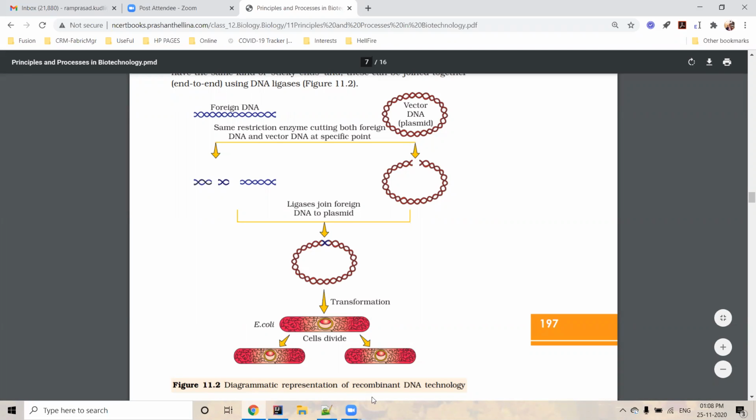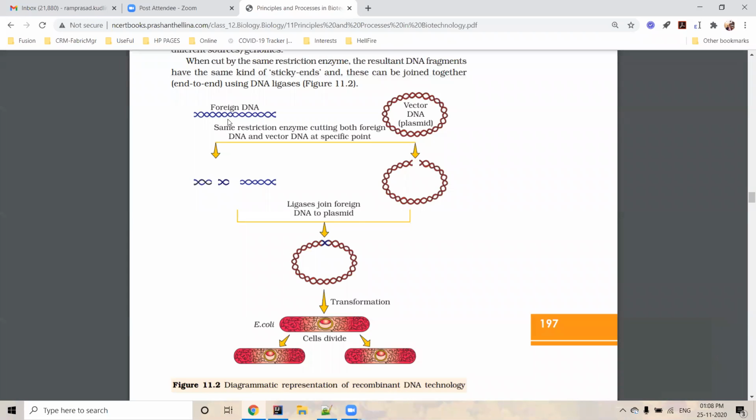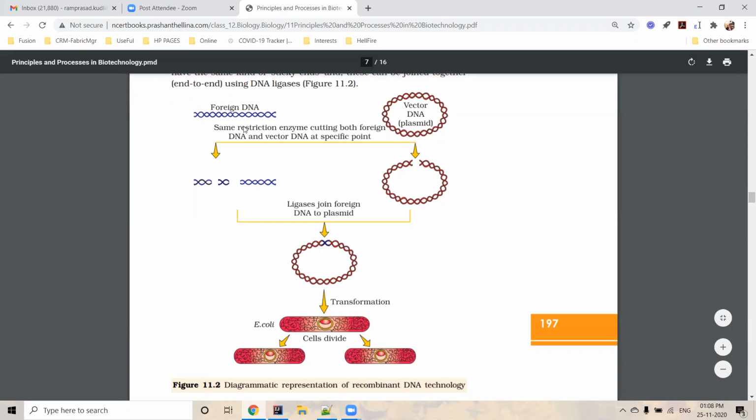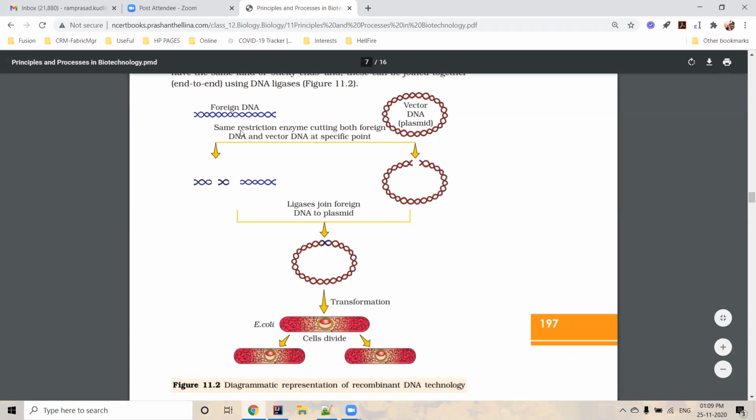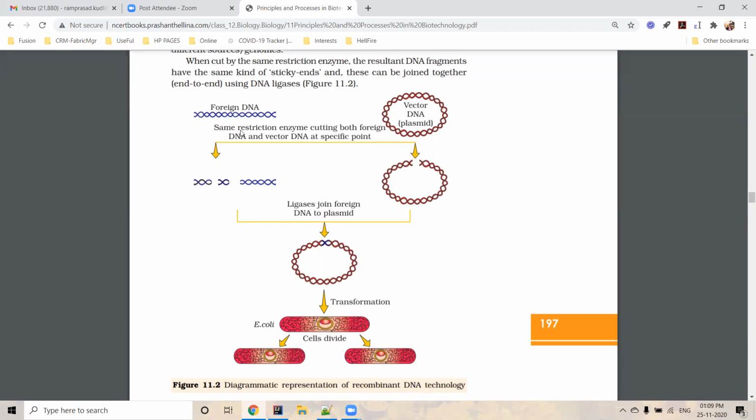Diagrammatic representation of recombinant DNA technology. Observe the diagram first. So what do we require? We require foreign DNA. What do you mean by foreign DNA? For example, if you want to produce insulin, you require a gene, a DNA capable of producing insulin protein. So this is foreign DNA. Or if you want to produce any growth hormone, then you need DNA capable of producing growth hormone. So foreign DNA, or you can call it desired DNA.